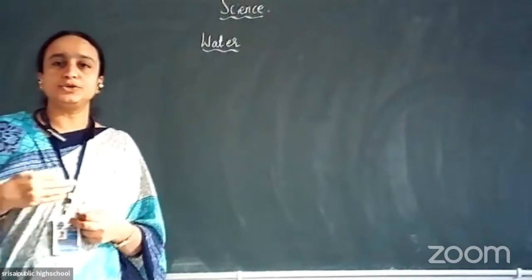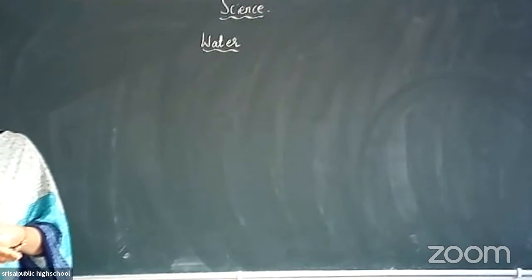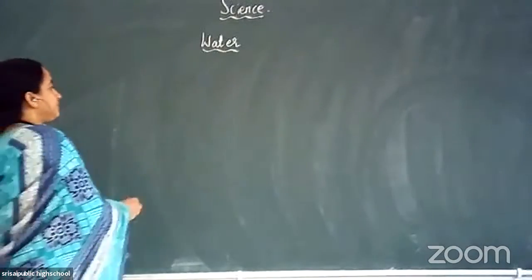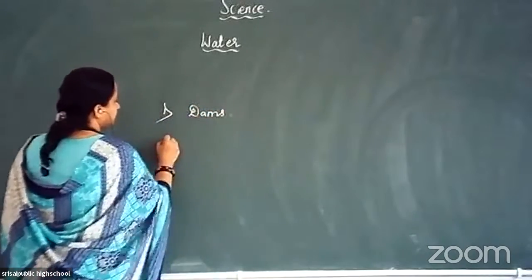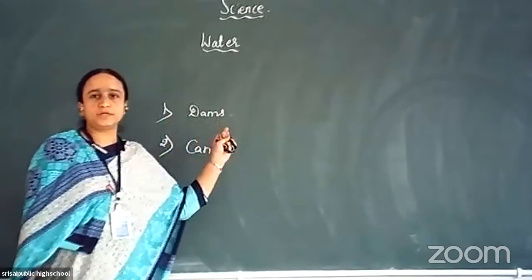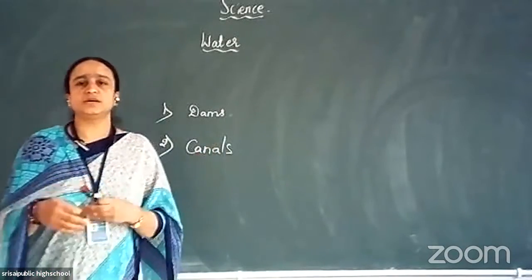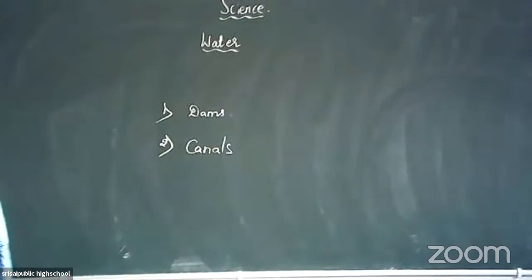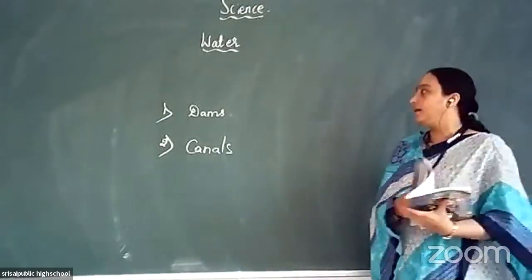The Britishers were the first to introduce big projects like dams and canals. What did the Britishers do? They introduced the big projects, which were dams, and the second were canals. Naturally, if there are dams, the water from the dam will be supplied to different places through canals, isn't it? The Britishers were the first people to introduce the big projects like dams and canals.